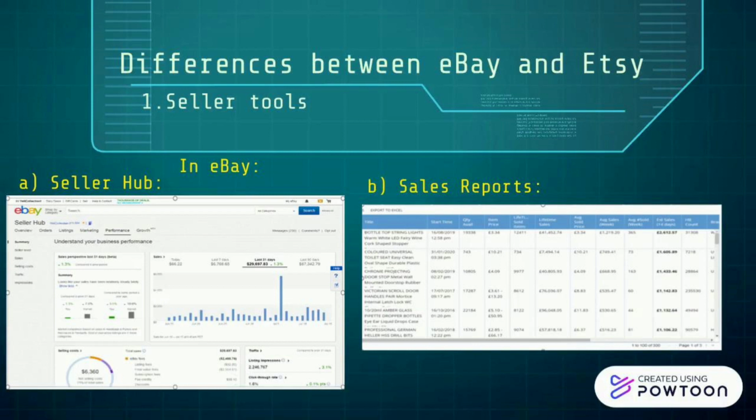Seller Hub is a tool that allows the seller to optimize and streamline their own business operations to increase their revenues. Sales Reports are designed for sellers to monitor their business, identify the key factors of their sales, and also guide important business decisions.